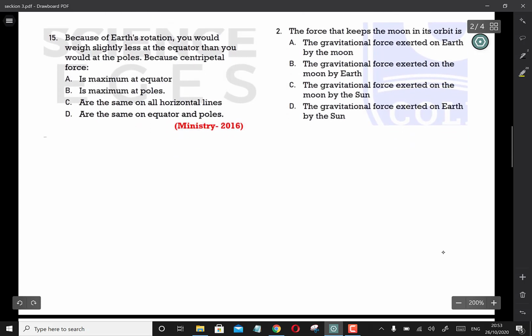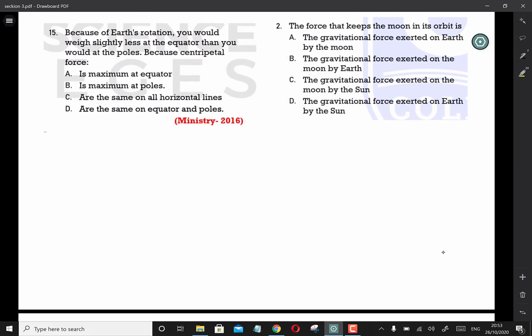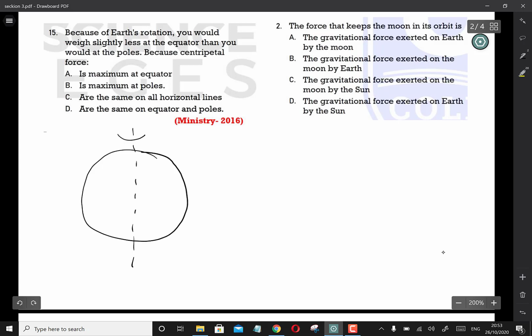Question number 15. Because of Earth's rotation, you would weigh slightly less at the equator than you would at the poles. Why? This is the Earth, spinning about its own axis with some angular speed omega, and this is the pole. When the man is at the pole, let me draw a man there. There are two forces acting on the man. One is the gravitational force towards the center of the Earth. The second is, of course, the normal force by the surface, Fn.